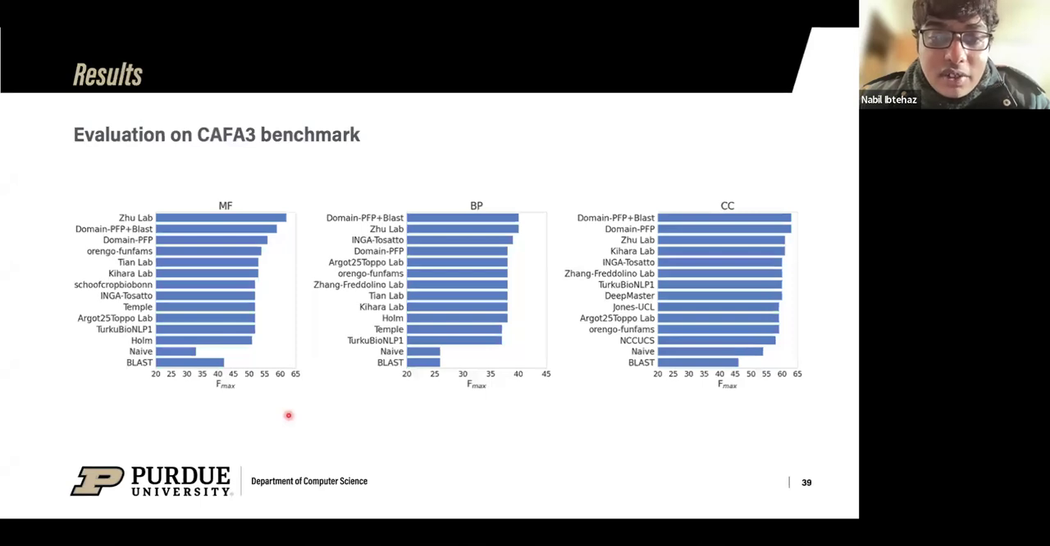We also evaluated on the CAFA3 benchmark. We trained the model on the CAFA3 training data set, and we performed best in terms of BP and CC, but still the GOLabeler method, which was the winner of CAFA3, performs better in terms of MF.